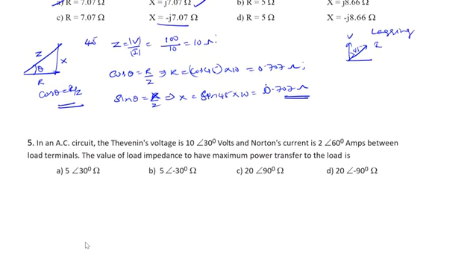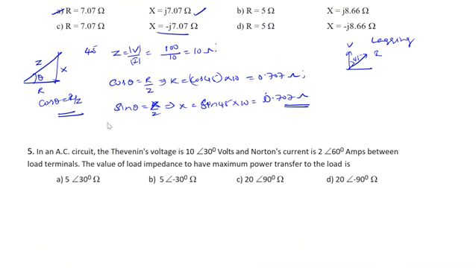Okay, in an AC circuit, the Thevenin's voltage is 10 at an angle 30 degrees volts, and Norton's current is 2 at an angle 60 degrees amps between the load terminals. What is the value of the load impedance to have maximum power transfer to the load? So okay, Thevenin's voltage is given, Norton's current is given.